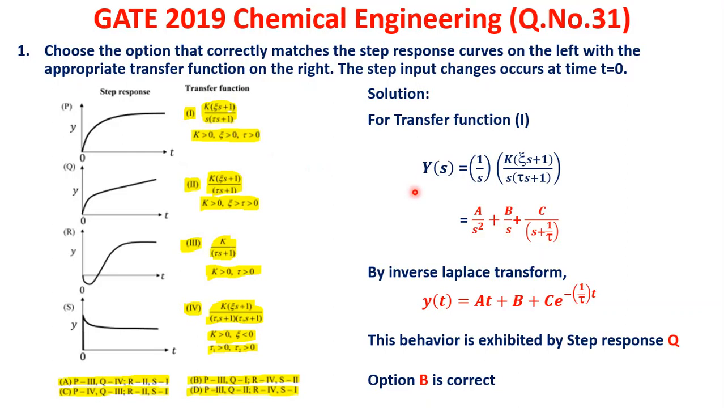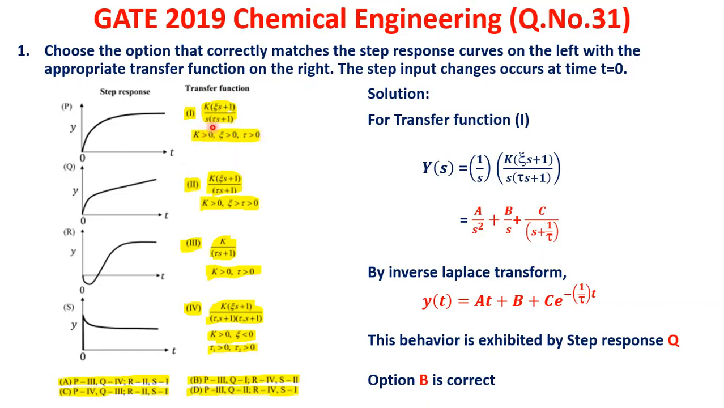I am not going to solve completely by finding the partial fraction residues and all. Our aim is to just find out the nature of the step response. Here we can find K(ηs+1)/(s(τs+1)). So it has got a pole at origin and a non-zero pole, and of course it has got a closed loop 0 also. So K greater than 0, η greater than 0, τ greater than 0.